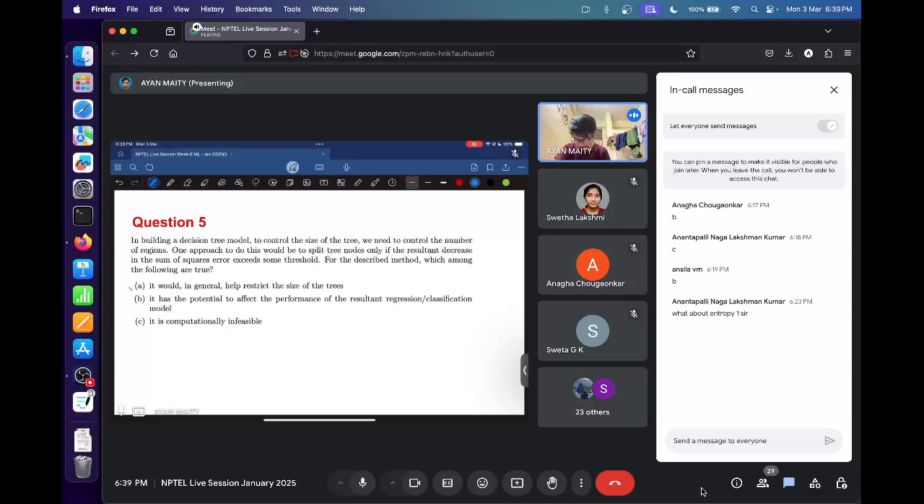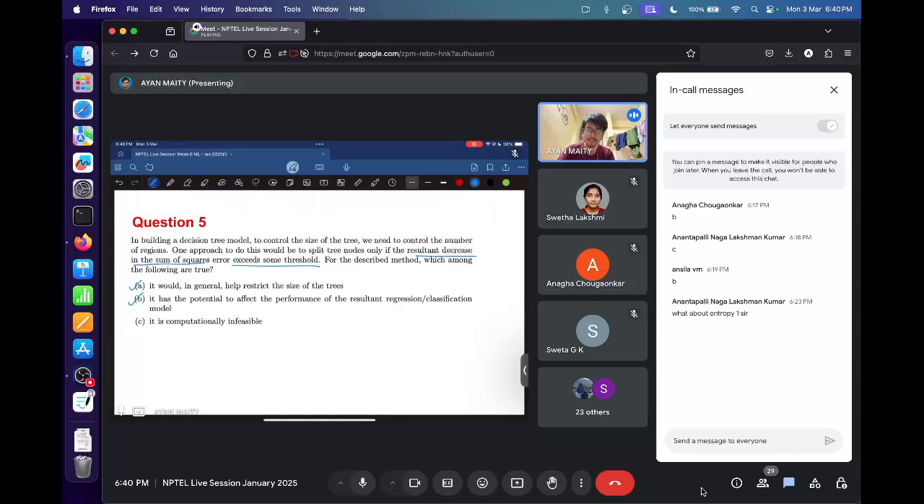The correct answer is option A and option B. Option A says that it would in general help restrict the size of the tree, which is true. In this pruning technique we split only those tree nodes where the resultant decrease in the sum of squares error exceeds some threshold. Otherwise, we will not split that node any further. So using this technique, we can reduce the size and the depth of the tree. So this option is correct.